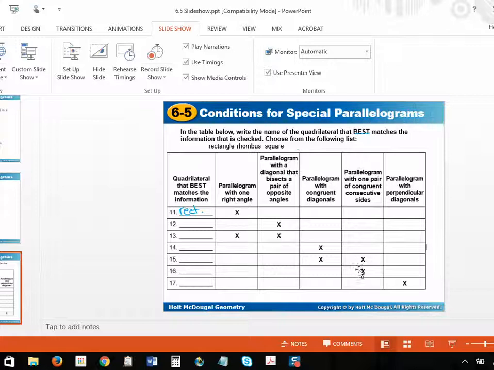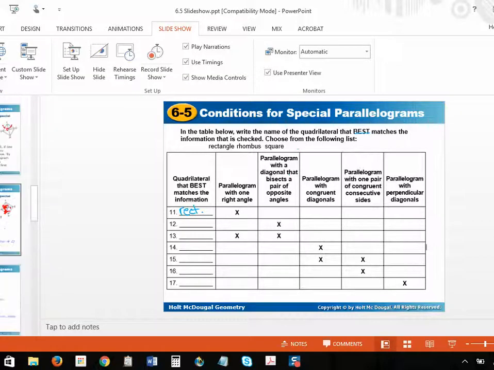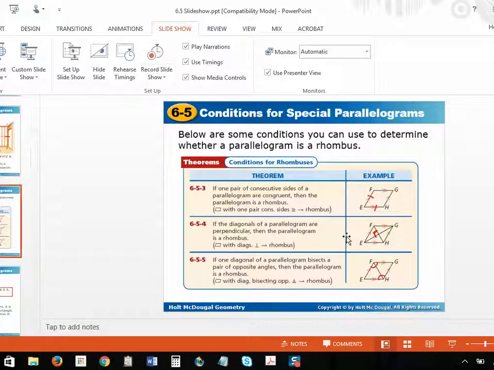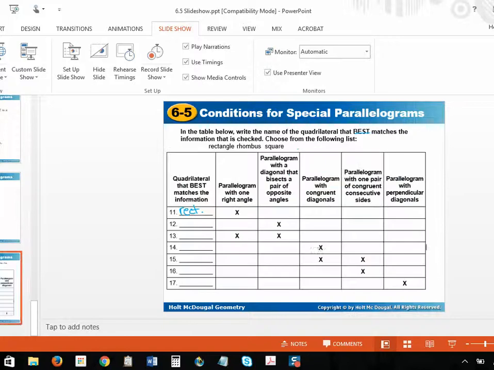Now in number 15, we have congruent diagonals, so you already know it's going to be a rectangle, and also that it has congruent consecutive sides. Let's look at that theorem. Number 653, if one pair of consecutive sides are congruent, then the parallelogram is a rhombus. So we know two things. If you know two things, that it's a rectangle and a rhombus, then you can say it's a square.